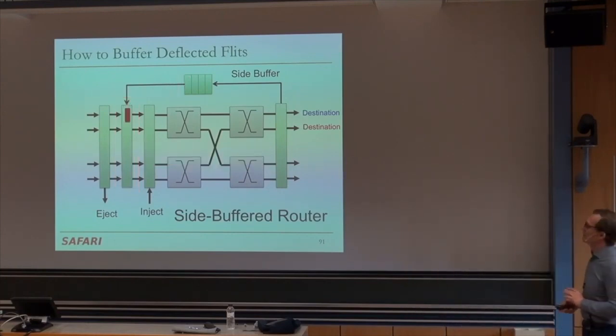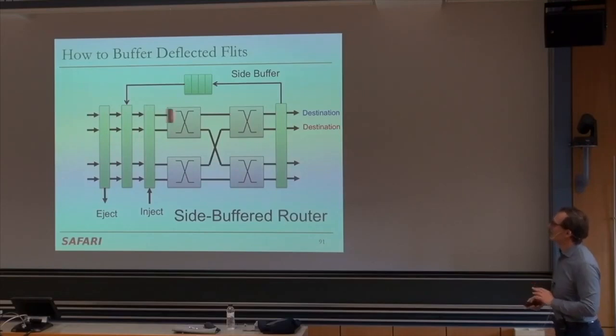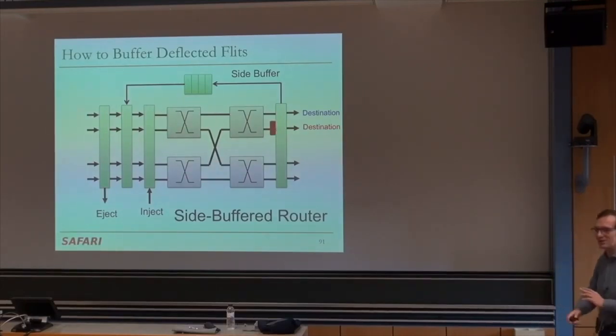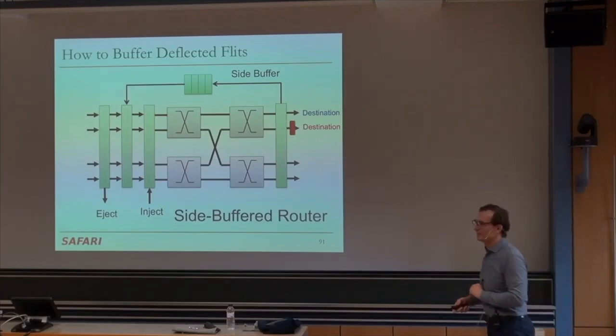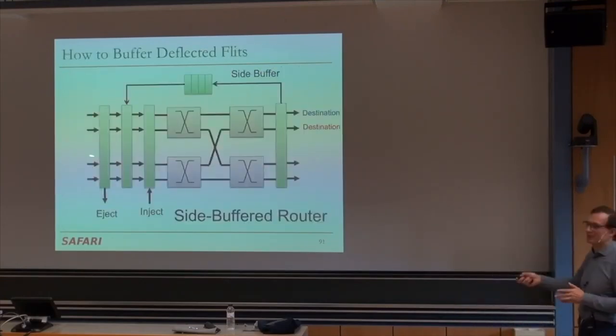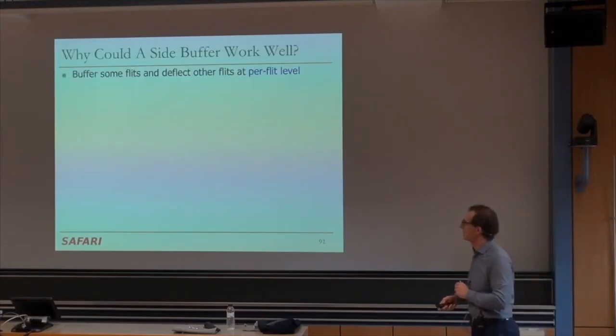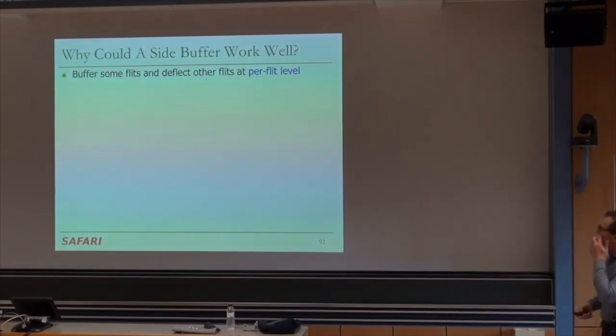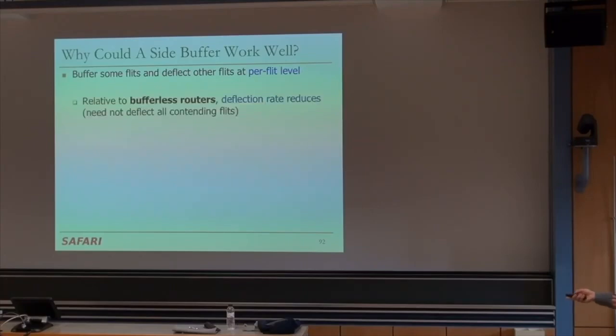Okay, and then it gets injected. Hopefully in the next cycle, if it's lucky, it goes to its destination. If it gets deflected again, it may go back into the side buffer. Okay. So this could be also called the loopback buffer. Basically, you're looping back into the injection port. Okay, so you buffer some flits and deflect other flits at a per flit level.